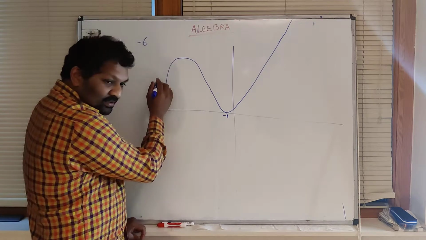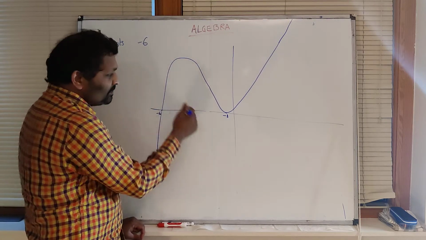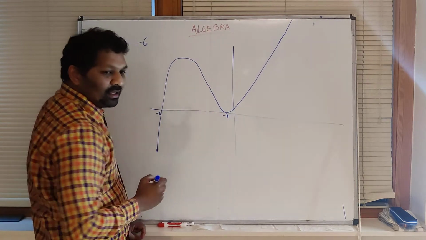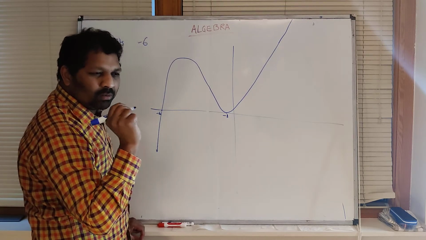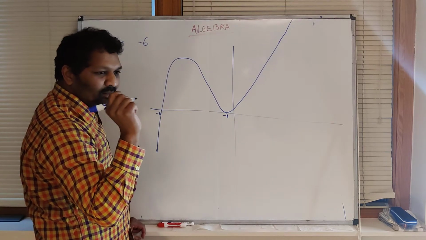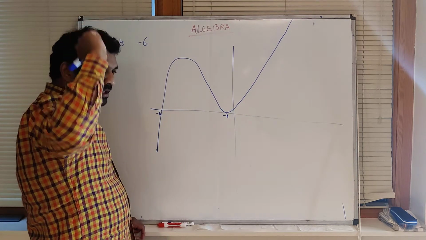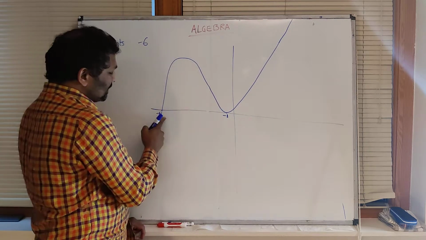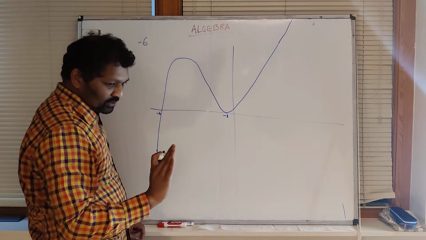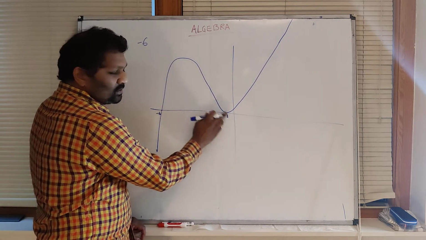Okay, there's a difference. This is a crossing. It crosses the x-axis. This is a touching. How many points did it touch? Just one single point, one minute point it touched, and then it went up. So what are the roots? Minus 6 is one root, we surely know.